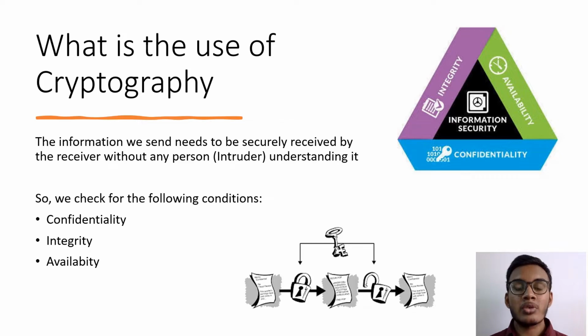Actually, what is the use of cryptography? We don't like our information to be known to all people other than the receiver. So, cryptography helps by making the information secure and understandable only by the receiver. There are some conditions to be followed: confidentiality, integrity, and availability. It is also known as the CIA triad.